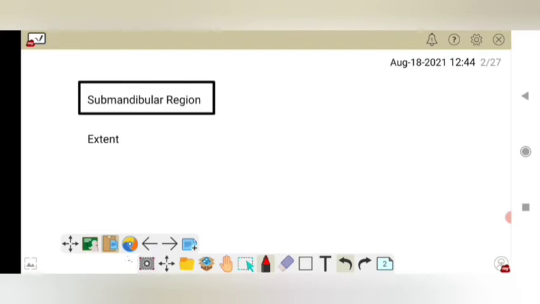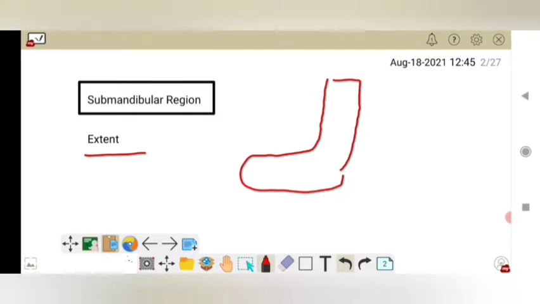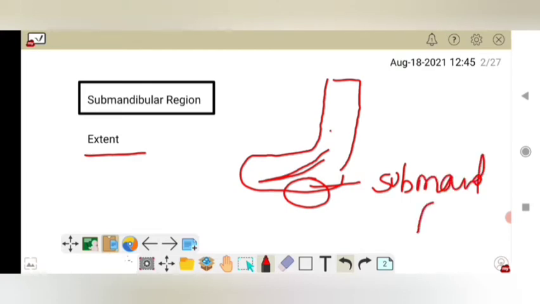Submandibular region. First of all, the submandibular region. It extends from the submandibular fossa of the body of the mandible, on the medial aspect. This is the mylohyoid line and this is the submandibular fossa. So the submandibular region extends from the submandibular fossa of the body of the mandible to the hyoid bone. This is the extent of the submandibular region.